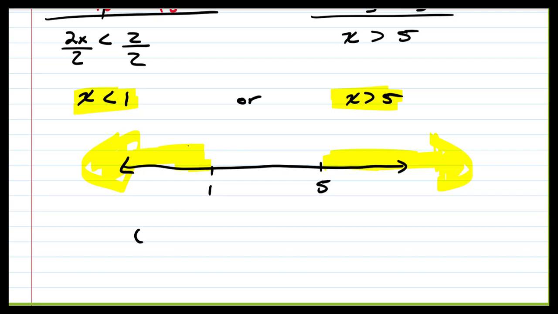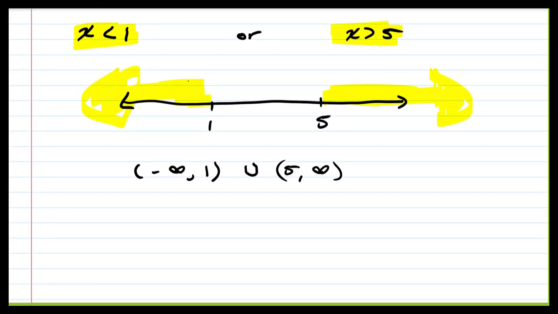So we're going to have in yellow from negative infinity up to 1, not included, unioned with 5 to positive infinity, not included. So the union symbol is really just our mathematical abbreviation for or. So when we see union, what we're really talking about is the word or. So that's just our symbol for x is in negative infinity to 1 or from 5 to positive infinity.